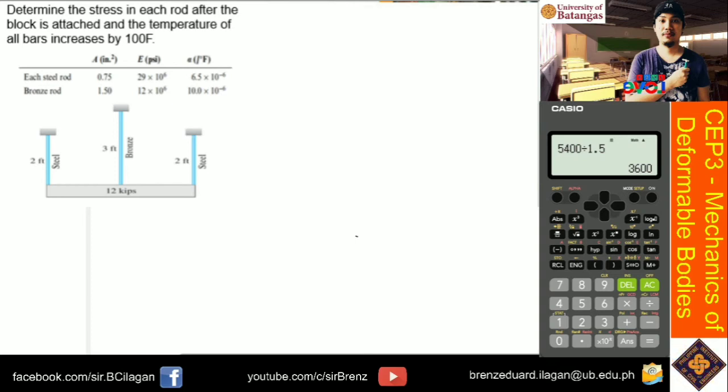I-drawing na muna natin yung kanyang magiging free body diagram. So parang yung kanina, ano? So since hirap na hirap talaga ako gamitin to, pakinggan muna ninyo ang music.